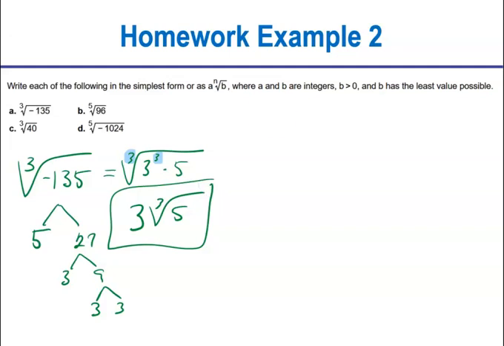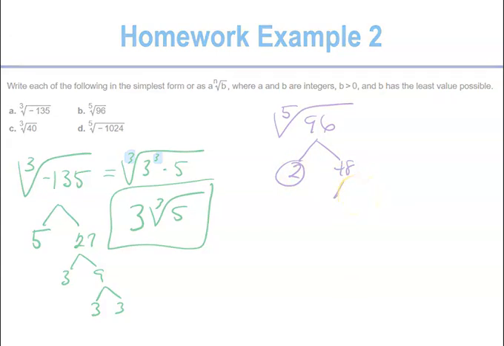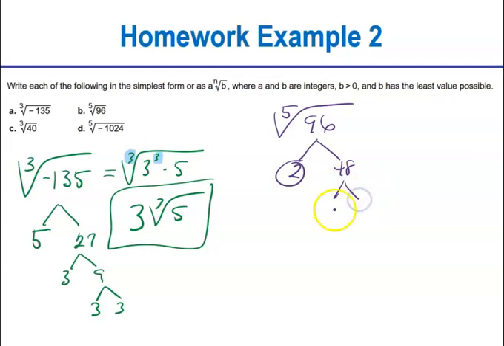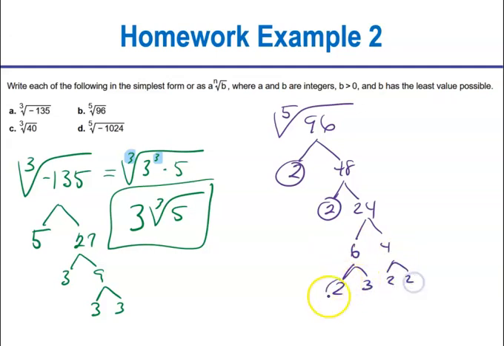Okay, what about the fifth root of 96? Once again, prime factorization here. 96 divides by 2, and I get 2 times 48. Well, 2 is the end of that branch, but 48 will go further. 48 will break down into 2 times 24. 24 will break down into 6 times 4. Oh, I almost circled 6. We don't want 6 circled. 6 breaks down into 2 times 3, and 4 breaks down into 2 times 2. So there are the ends of my branches, all prime numbers.